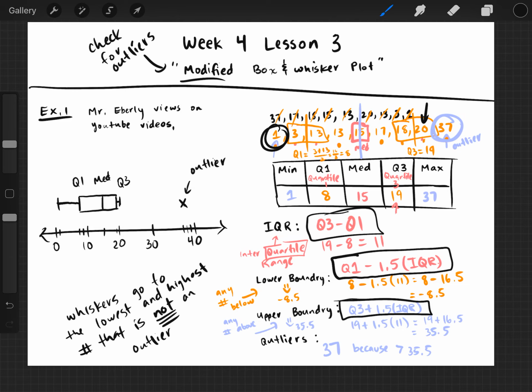I know there's a few steps there, but you know how to do the box and whisker plot. You just need to find if there are any outliers. That's what we added in there. Again, keep in mind, these two formulas here will always stay the same to find the outliers and to find the IQR.